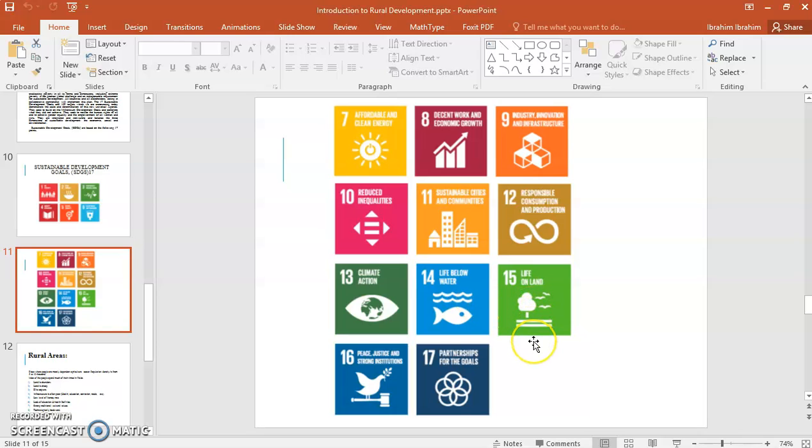So goal number 15 is based on life on land. Life on land is also one of the important factors to protect, restore and promote sustainable use of terrestrial ecosystems, sustainably manage forests, combat desertification, halt and reverse land degradation, and halt biodiversity loss. As you know, humans and other animals rely on other forms of life on land for food, clean air, clean water, and as a means of combating climate change.